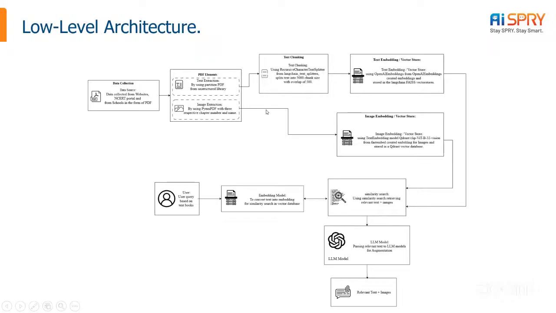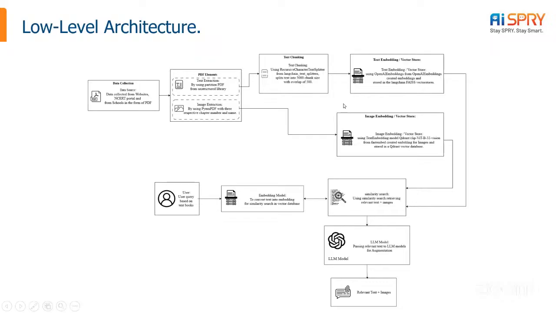Next we have the image embedding. In the image embedding, we are using the Qdrant CLIP ViT-B32 model from FastEmbed to create the embedding for the image and store it in a Qdrant vector database. So here we are using the Qdrant vector database with the Qdrant CLIP ViT-B32 model. This is responsible for creating the embedding for the images.